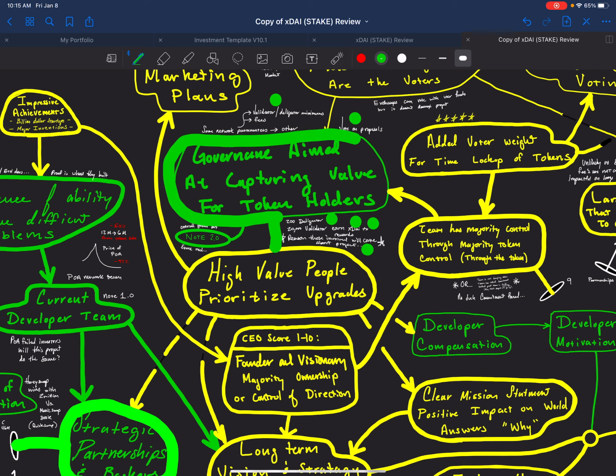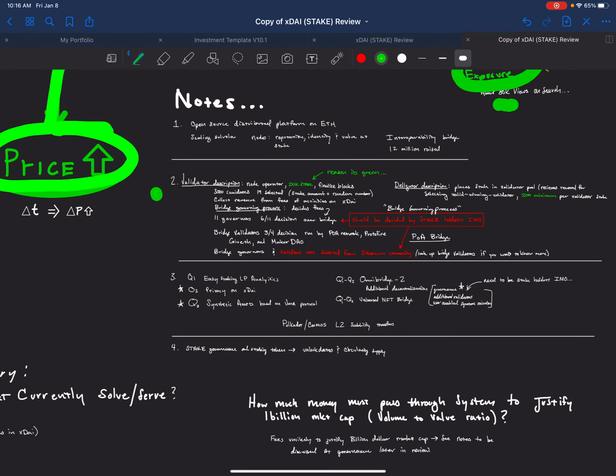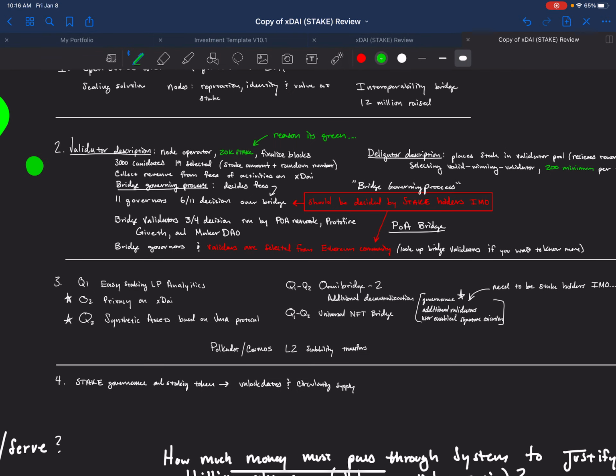Being a validator is kind of control of the network. You're building that blockchain. You're in control of that blockchain. So the token is very much integrated, and it's why the governance should be good, in my opinion. So take a look at this note too. So validator description, basically it's a node operator. It's the one that extends the chain. It's in control of the chain.